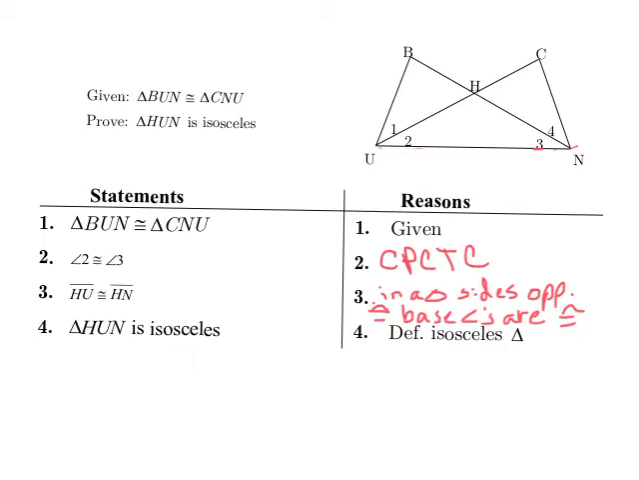Now, in some cases, some textbooks will have you just start with base angles are congruent, but the actual definition of an isosceles triangle is a triangle with two congruent sides. So that's what we have shown here, that the two sides are congruent. Therefore, HUN is isosceles by definition of an isosceles triangle.